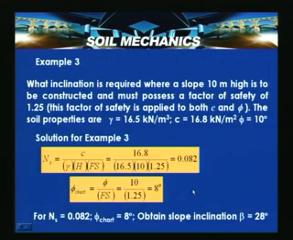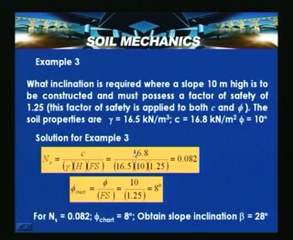Now, consider another example, example 3. What inclination is required where a slope 10 meters high is to be constructed and must possess a factor of safety of 1.25? This factor of safety is applied to both C and phi. The soil properties are gamma equal to 16.5 kilonewton per meter cube, C equal to 16.8 kilonewton per meter square, and phi equal to 10 degrees.